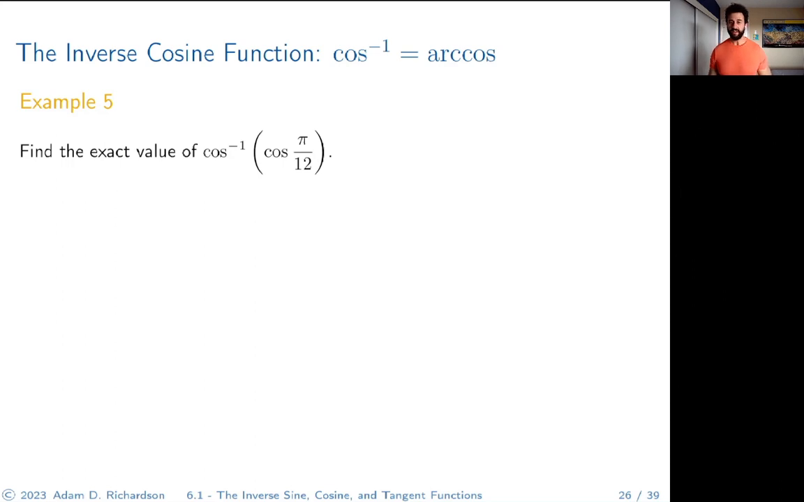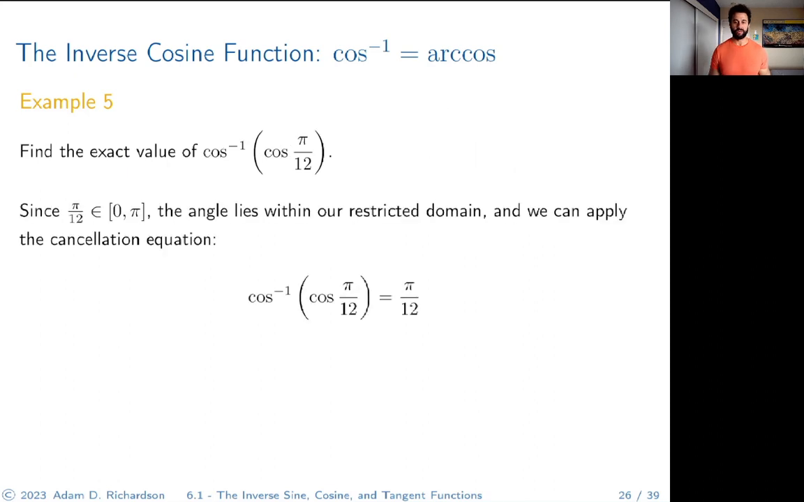All right, let's do this one together. Pi over 12 is not one of those standard angles, so I don't know what cosine of pi over 12 is outright. All I know is that it's cosine of pi over 12. But what I do know is that pi over 12 is in our restricted domain. So that means that I can apply the cancellation equations. These are going to quote unquote cancel, and so we'll be left with pi over 12.